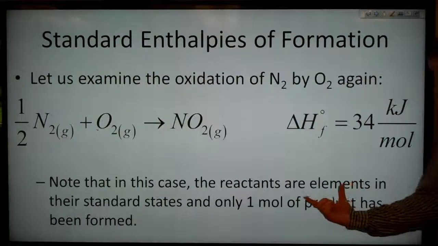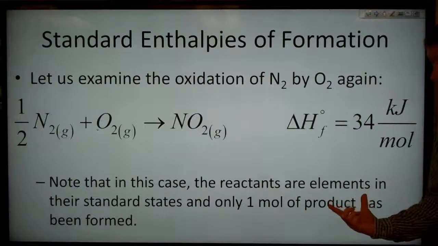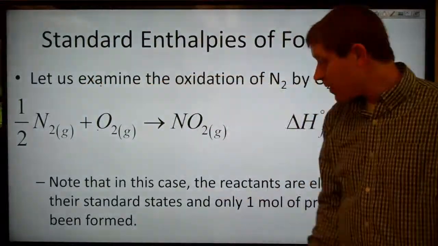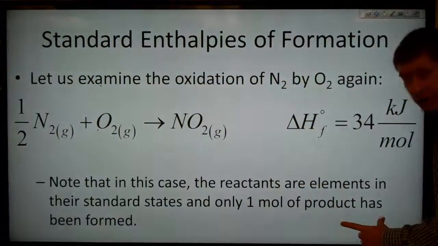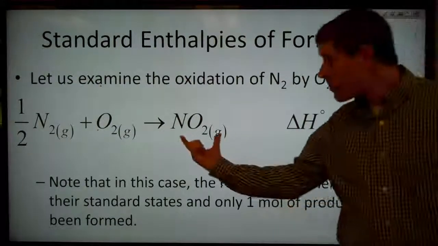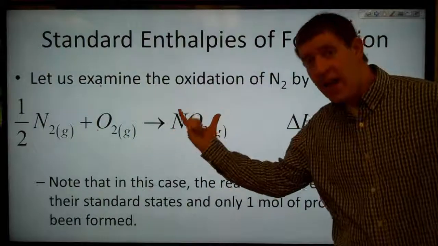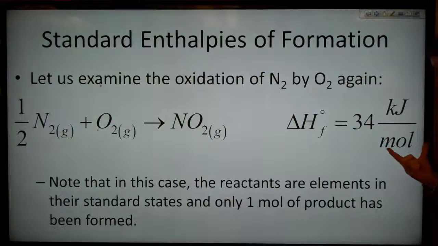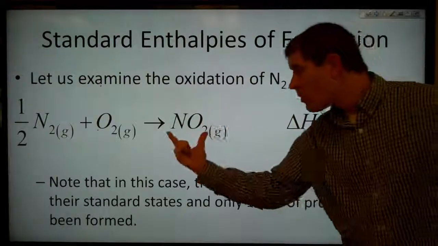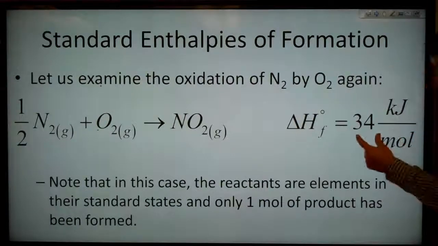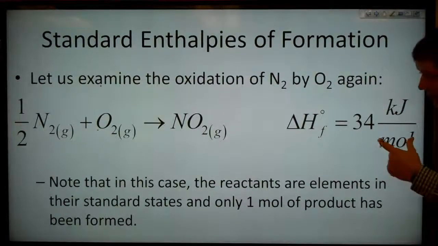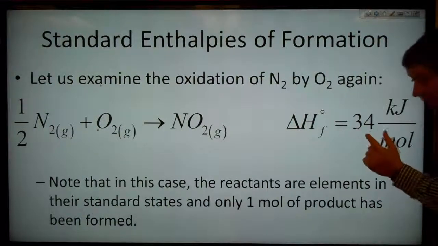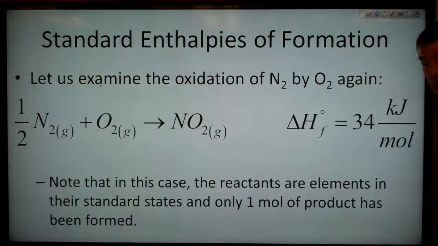Note that in this case, the reactants are elements in their standard states. We have nitrogen in its gas phase, oxygen in its gas phase, and only 1 mole of product has been formed. That's why this value is half as much. And note that I'm saying per mole. Because we're making 1 mole of NO2 and it takes 34 kilojoules of energy, that means for every mole of NO2 we create in this way, we have to put in 34 kilojoules of energy.